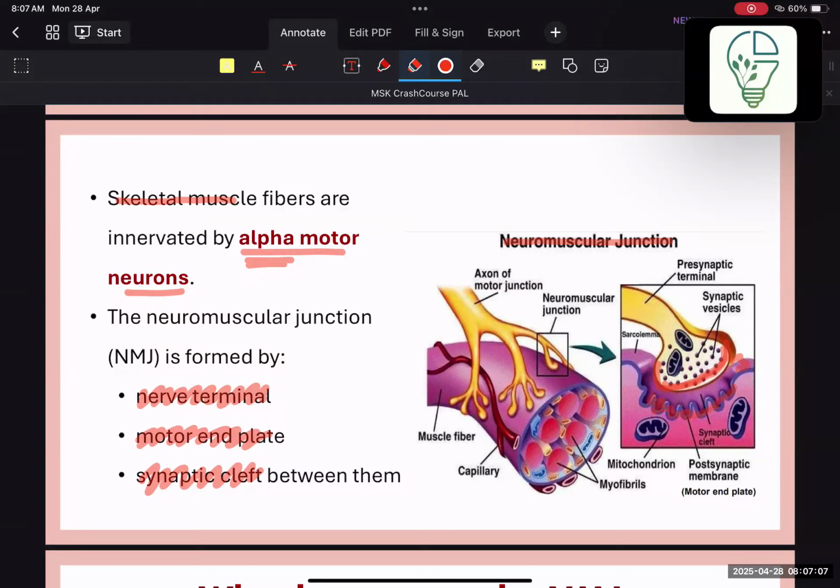So once again, your neuromuscular junction is made up of the presynaptic terminal, also known as the nerve terminal, your synaptic cleft, the space in between the 2, and then your motor end plate, which is also your postsynaptic terminal, which is at the level of the muscle fiber.